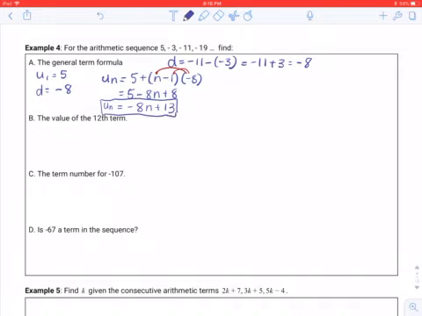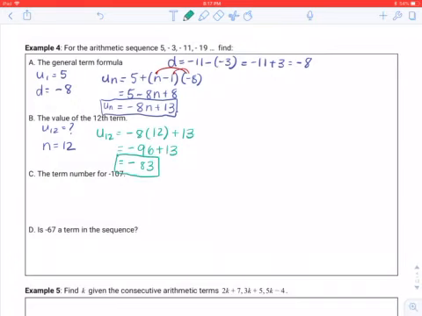I can use that general term formula to find the value of the 12th term. So I'm looking for u12, and I have n equals 12. So I'm plugging those values into my general term formula. I end up with u12 equals negative 8 times 12 plus 13. I end up with negative 96, 8 times 12, plus 13, which gives me negative 83. So the value of my 12th term is going to be negative 83.